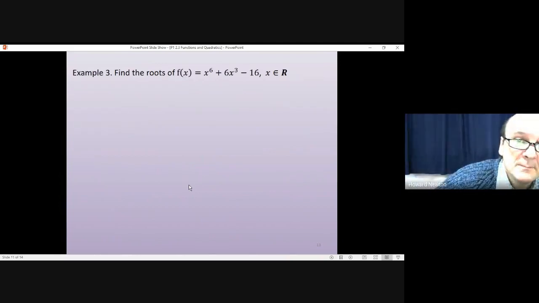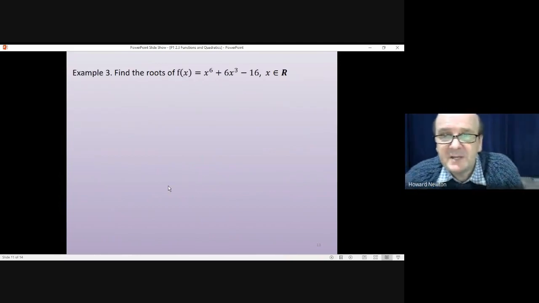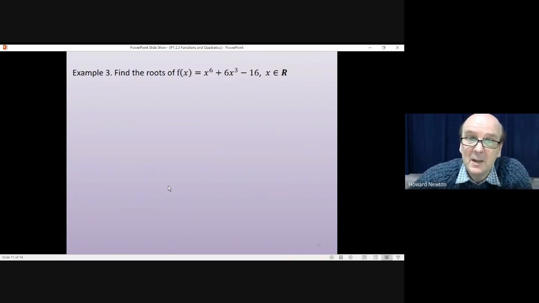Okay, last example. We're still on quadratics, but it doesn't look like we are. Example 3 says, find the roots of f of x equals x to the power of 6 plus 6x cubed minus 16. Again, where x is a real number. Now have a go at doing this yourself.